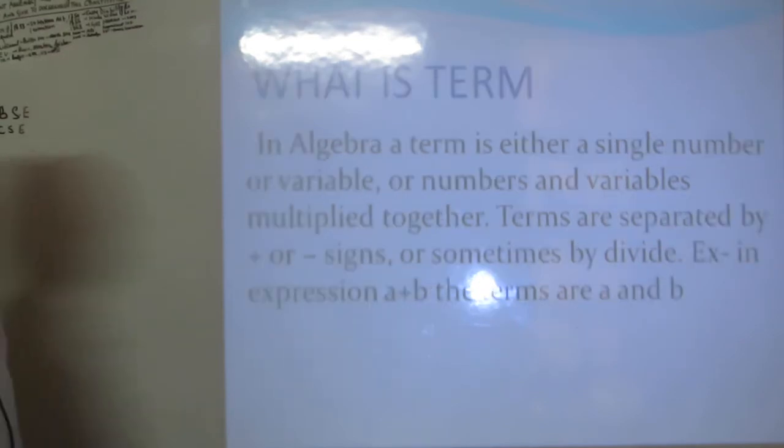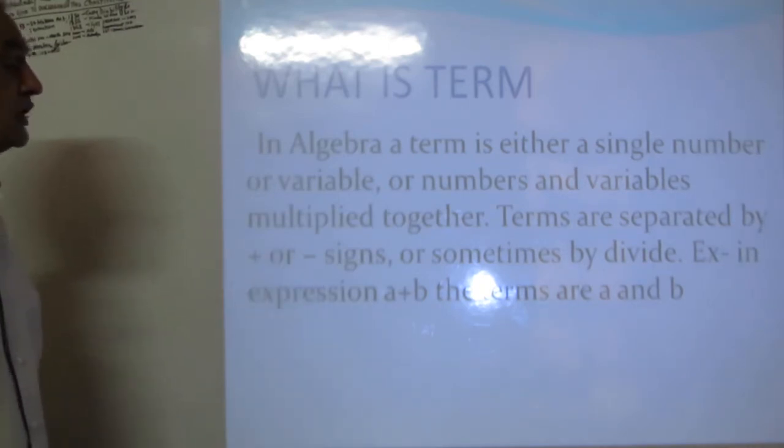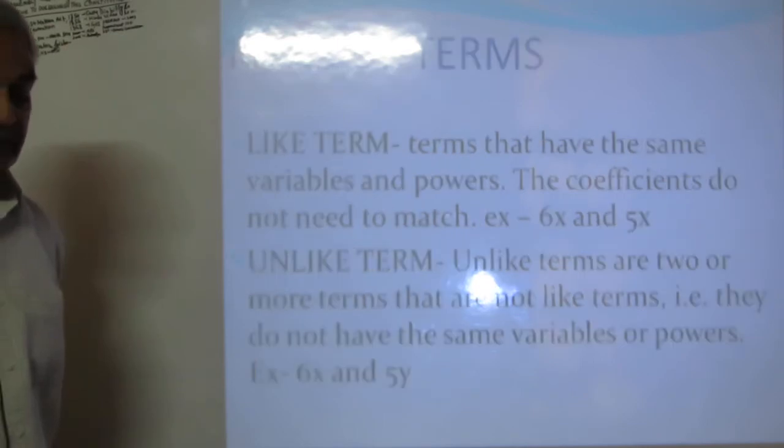What is a term? In algebra, a term is either a single number or variable, or numbers and variables multiplied together. Terms are separated by plus or minus signs, or sometimes by division. For example, in the expression a plus b, the terms are a and b.